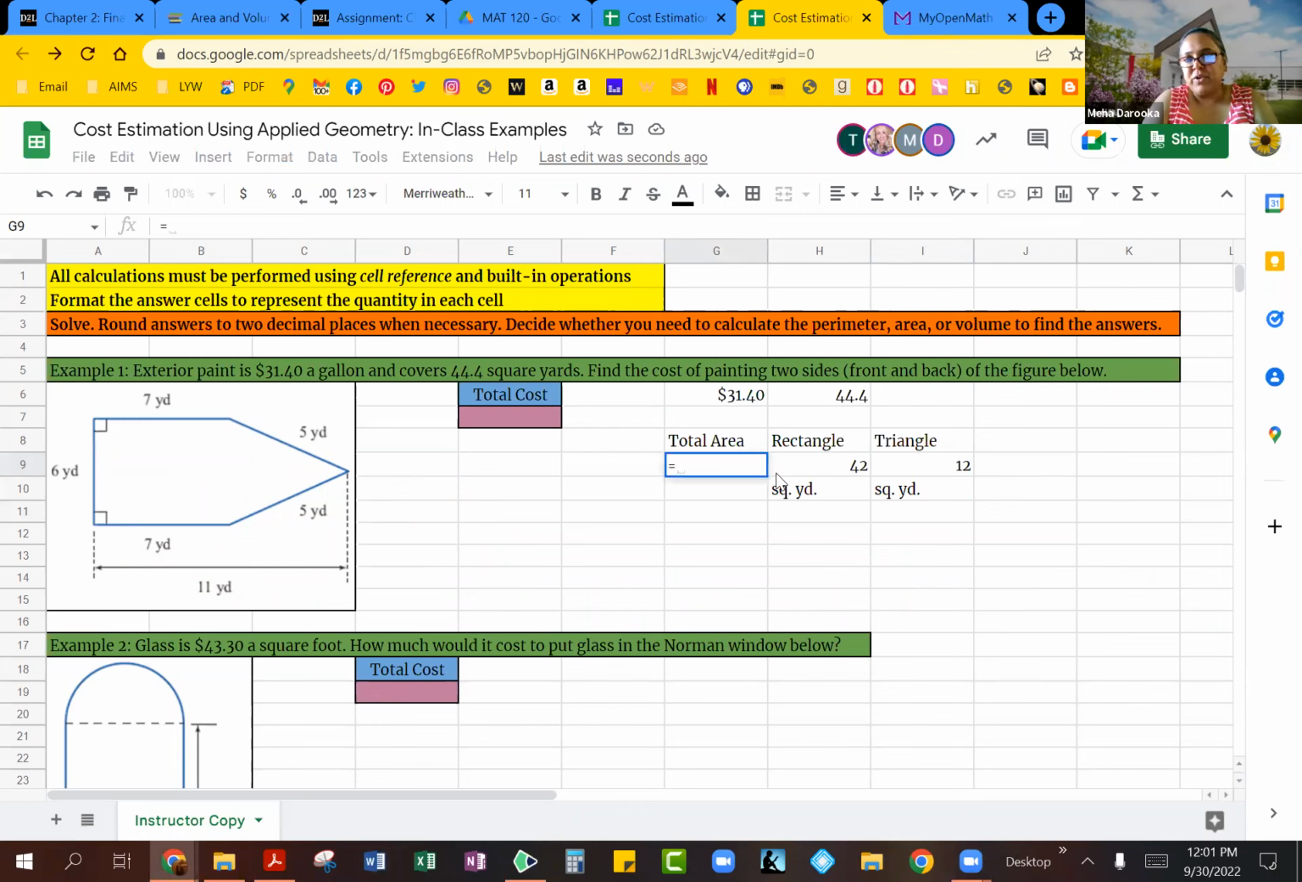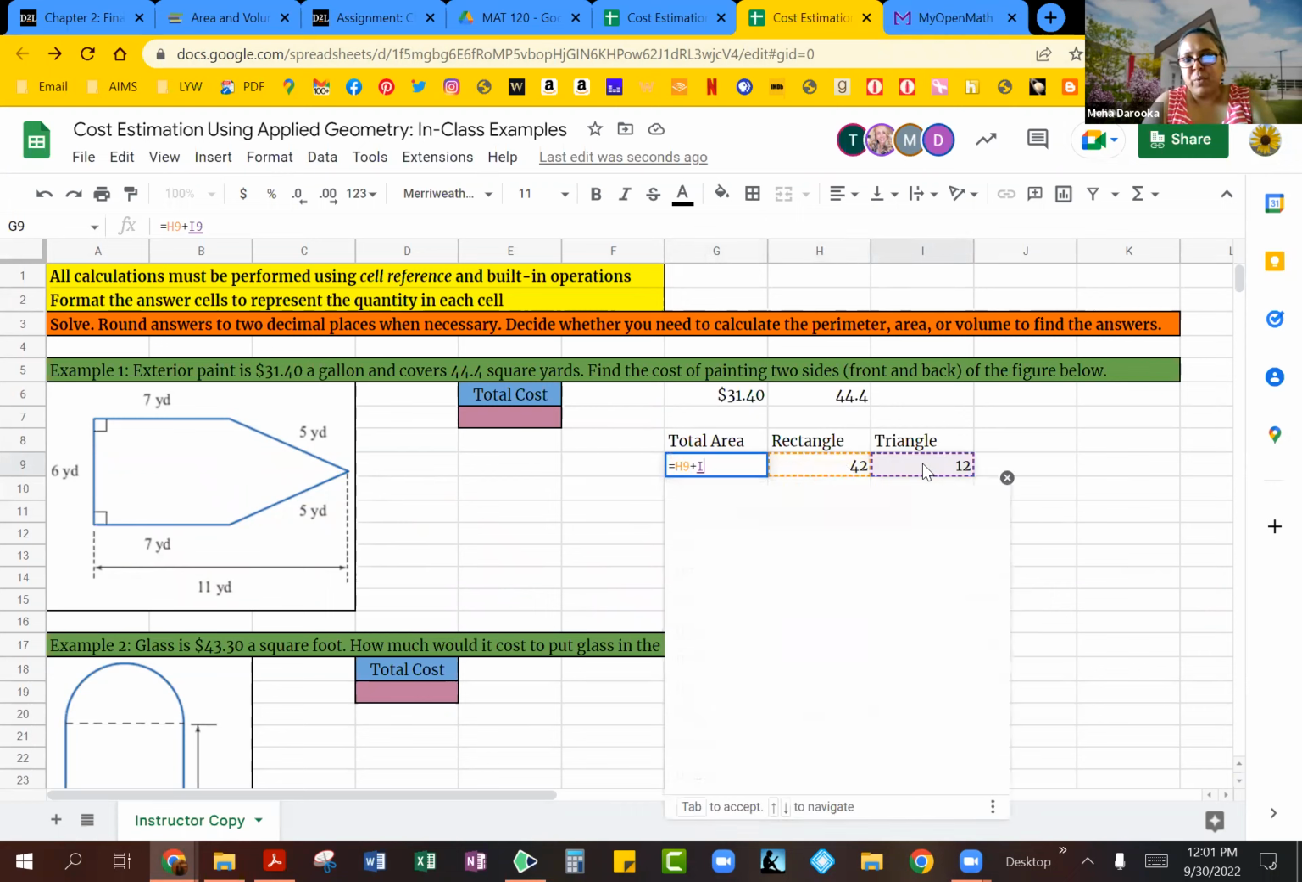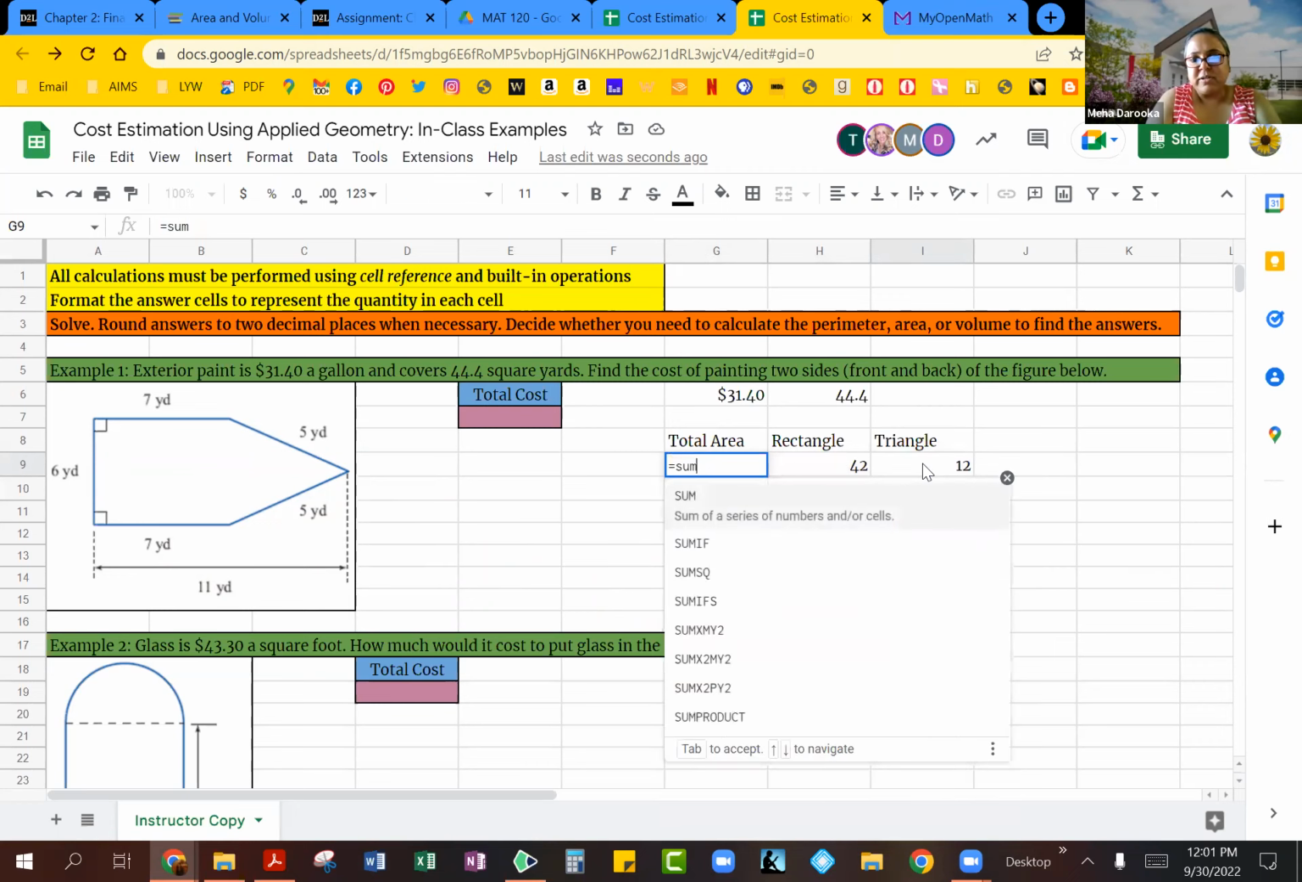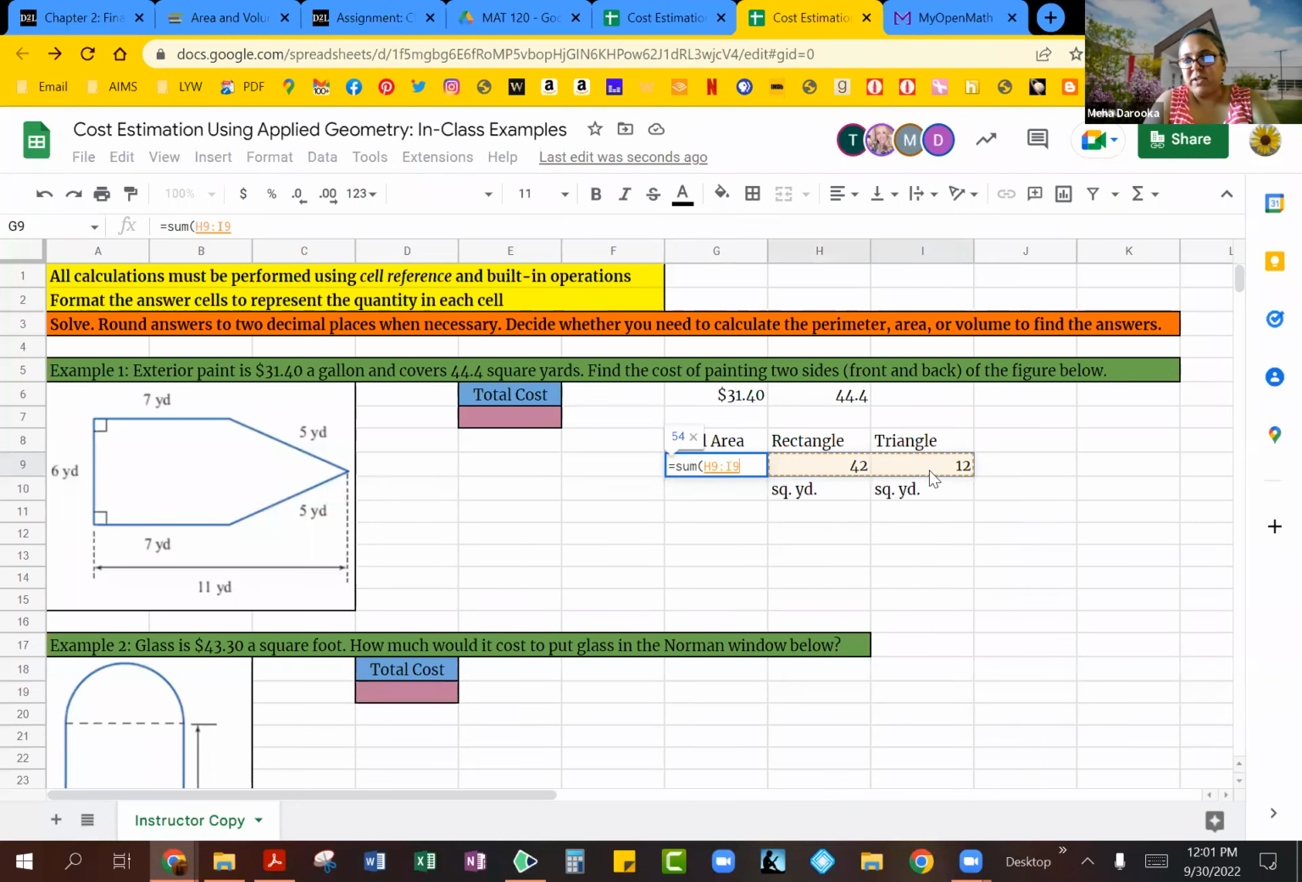So again, here I'm going to do equal to, click on my cell for 42 and 12, or remember, you can also use the sum function. So whichever one you're comfortable with, you will get your total measurement here.